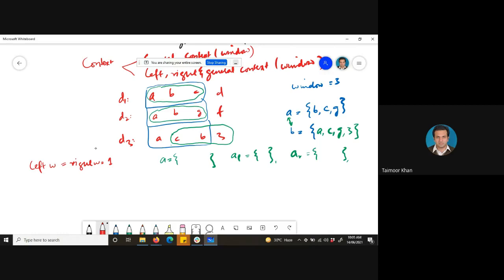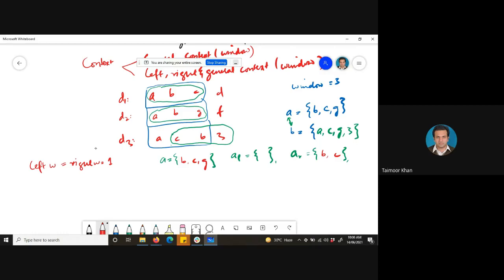So words that are occurring just one step before A are going to fall into the left of A. So here you can see A is the first character or word, so there is nothing before A. And that is the case with all the three documents. So this set is going to remain empty because in all the documents there is nothing to the left of A. To the right, as we said, we have the window size of 1, so we would just consider one word. So B, B, and C. So in the right context of A, we have B and C. And in the general context of A, we have B, C, and G. So this is the general context, the left context is empty, and this is the right context.